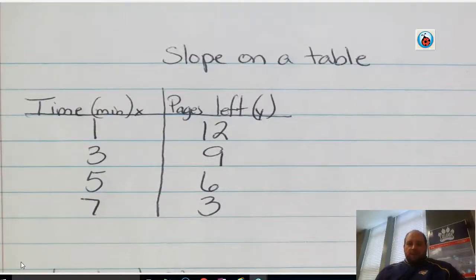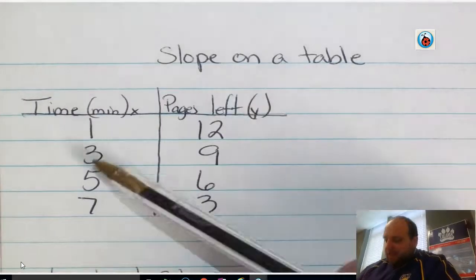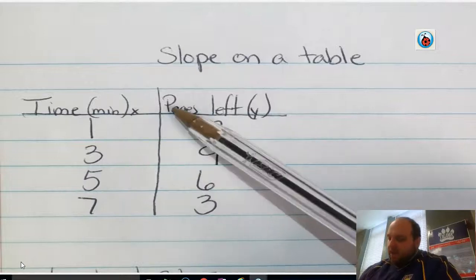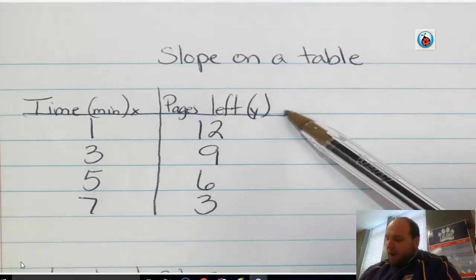Okay, we're going to go ahead and learn how to find the slope on a table. So I have a table here that I created from time and minutes when I read and how many pages are left, which is my y variable.